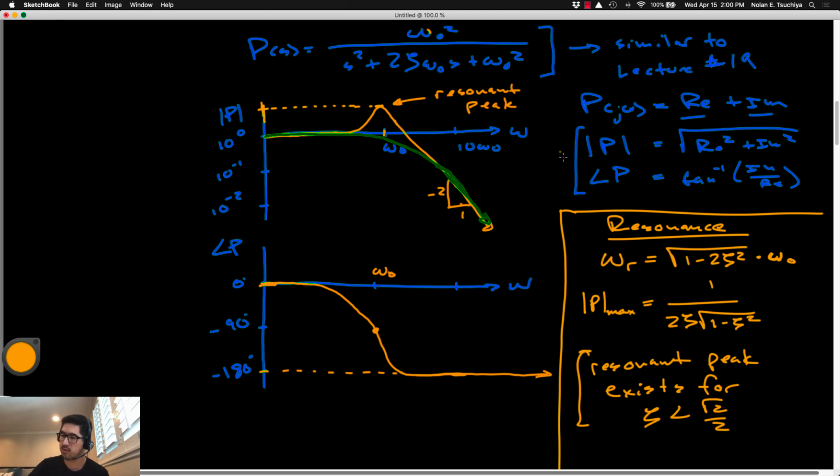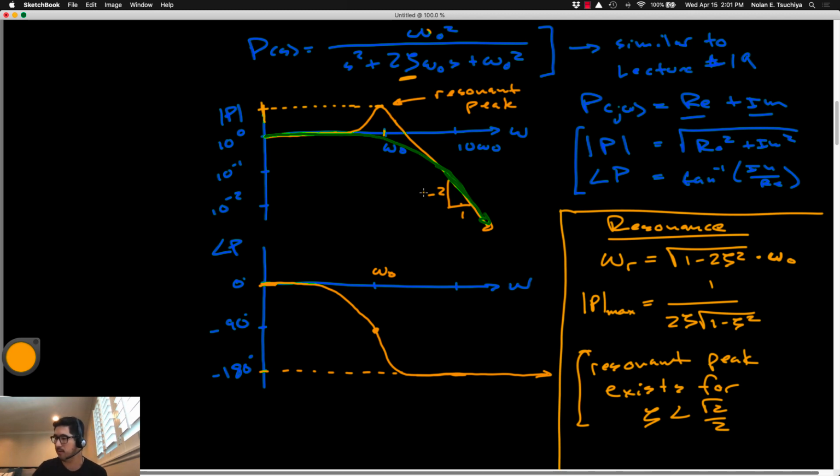But the point here is that for second order systems, you actually have to check to see if resonance will exist by computing zeta first. Okay, so you need to know what zeta is. If it's less than root 2 over 2, you will see a peak here. If it's greater than root 2 over 2, you will not see a peak. You'll just see something like this green plot where you have a smooth roll-off.